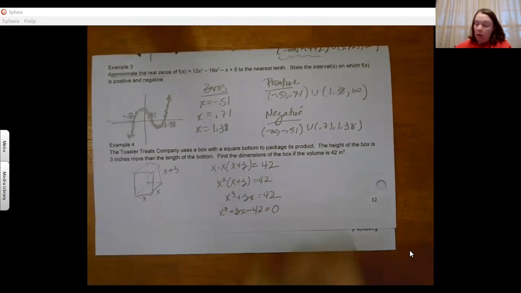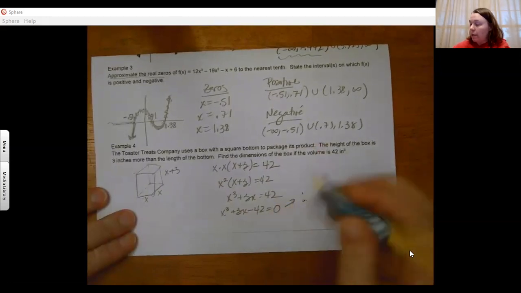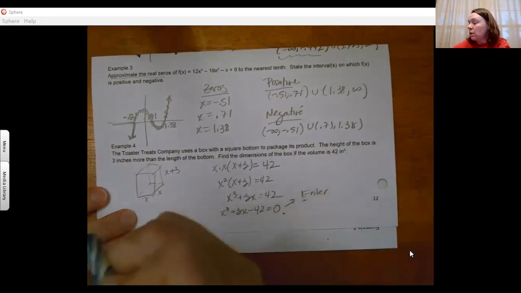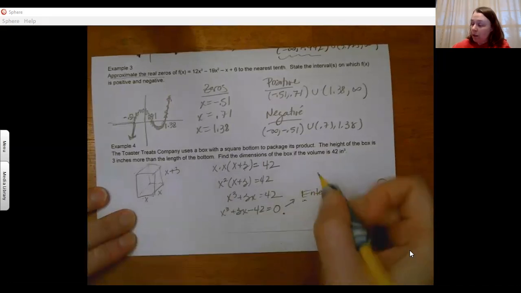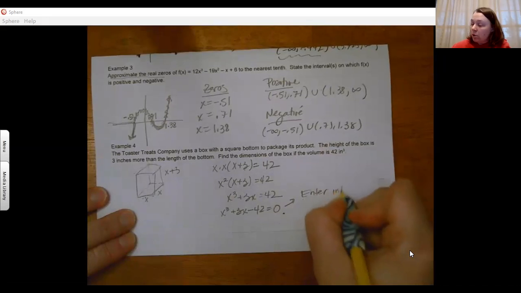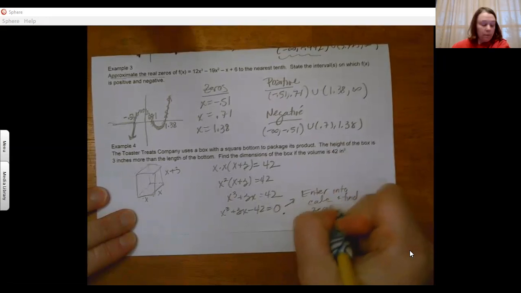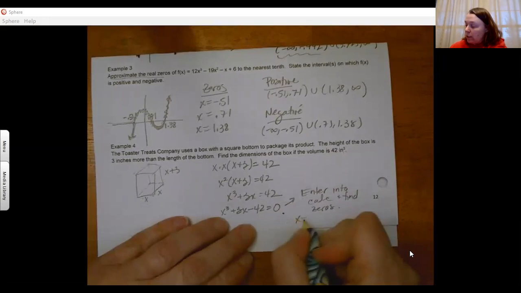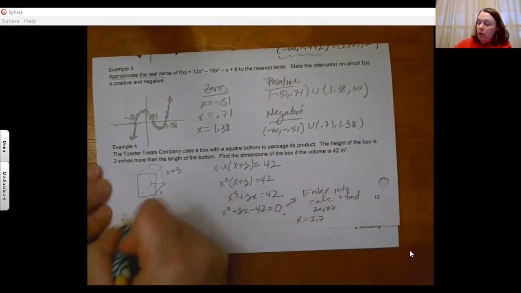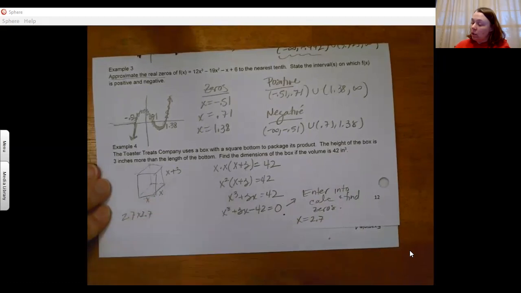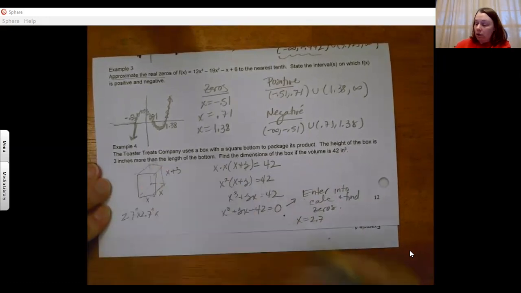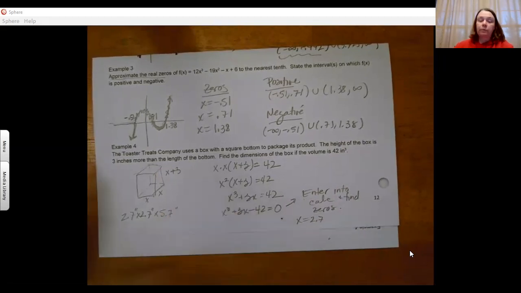Okay, so graph this. Pencil just broke. Usually I use a 0.9, I thought it was a 0.7. Enter into calculator and find the zeros. You get 2.7. So x is 2.7. So that means our dimensions are 2.7 by 2.7 inches, and this is 3 inches taller, so 5.7.